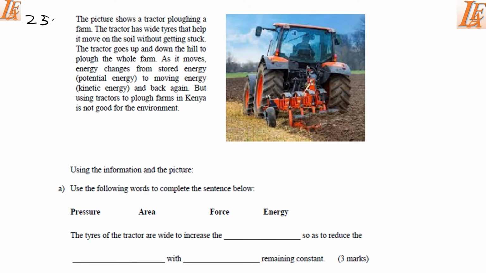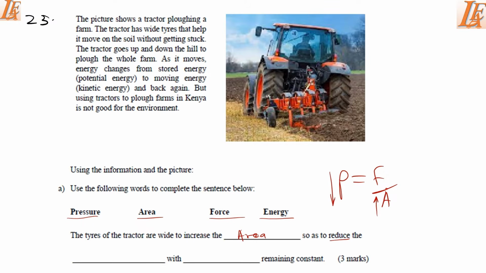The first question, using the information and the picture, use the following words to complete the sentence. So here we have words like pressure, area, force, and energy. In this case, the tires of the tractor are wide to increase the area. Remember, pressure is equal to force over area. So if the area is very large, pressure is going to reduce.